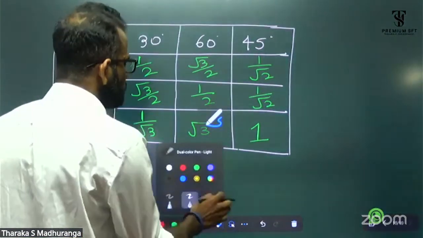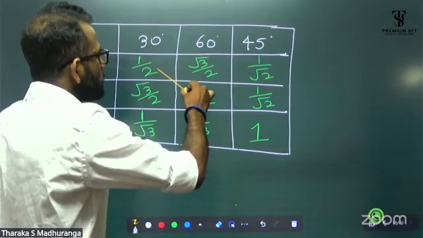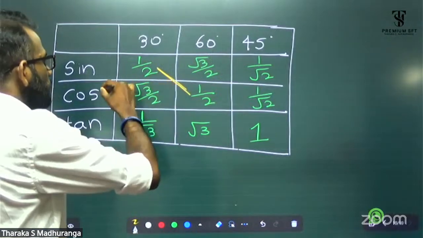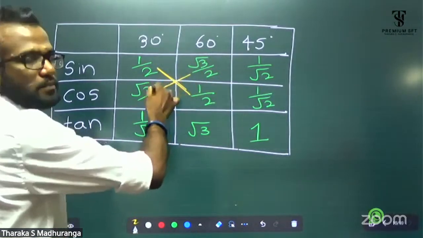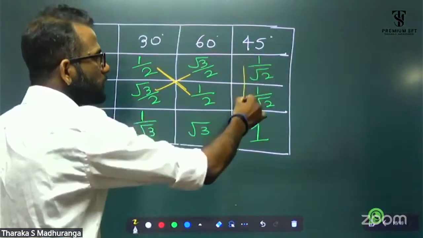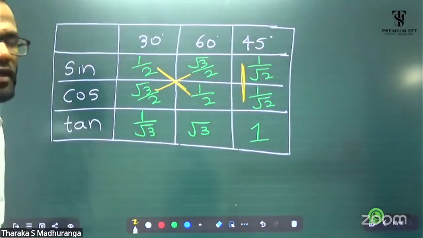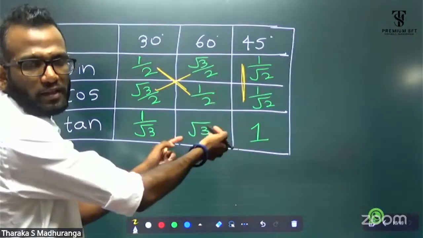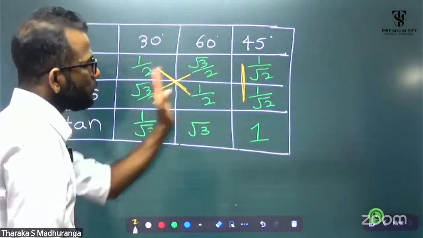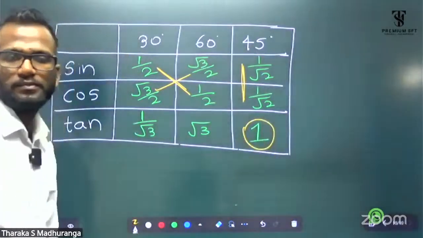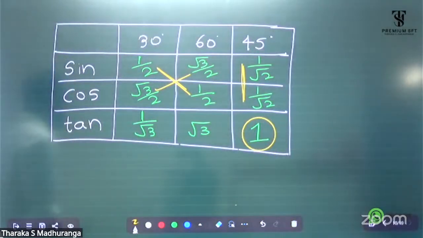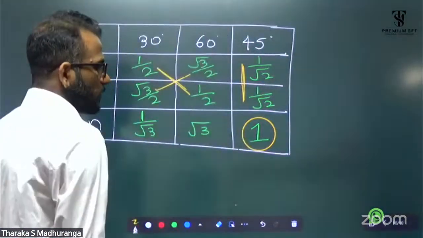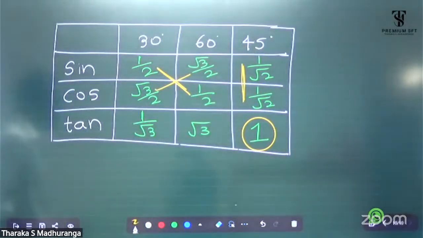See, sine 30 and cos 60, it is the same. Sine 30 and cos 30 and sine 60, same. Sine and cos 45 values, same. Tan 30 is 1 over root 3, tan 60 only root 3. Tan 45 only 1. Draw this quickly.